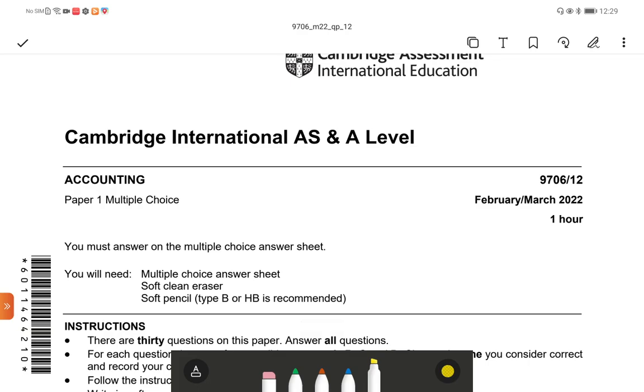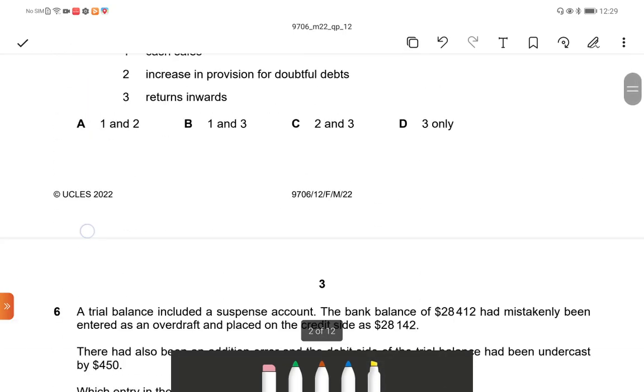AS Level Accounting, February-March 2022, Paper 12. Question number 11.